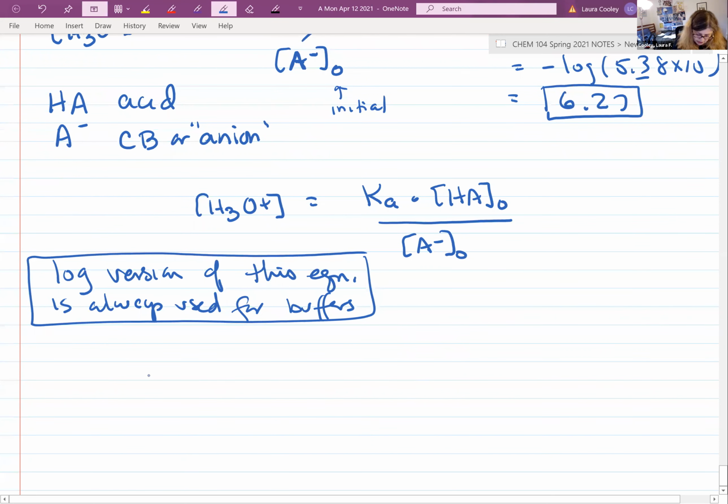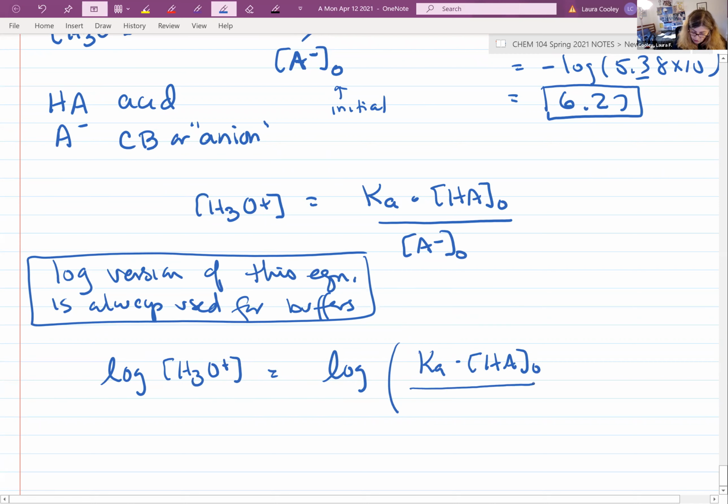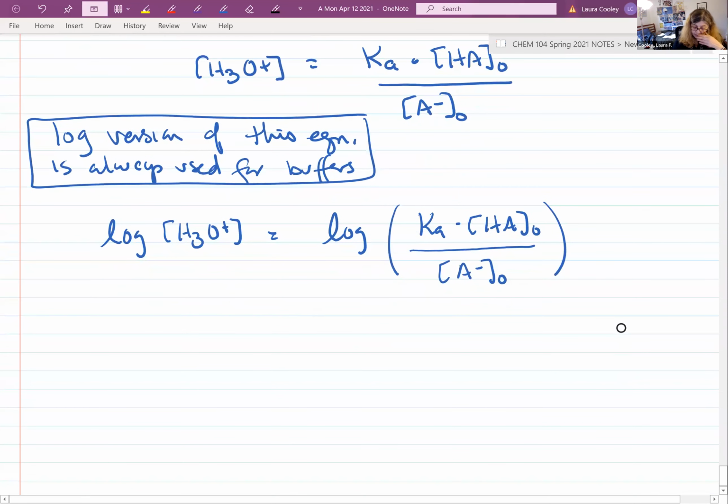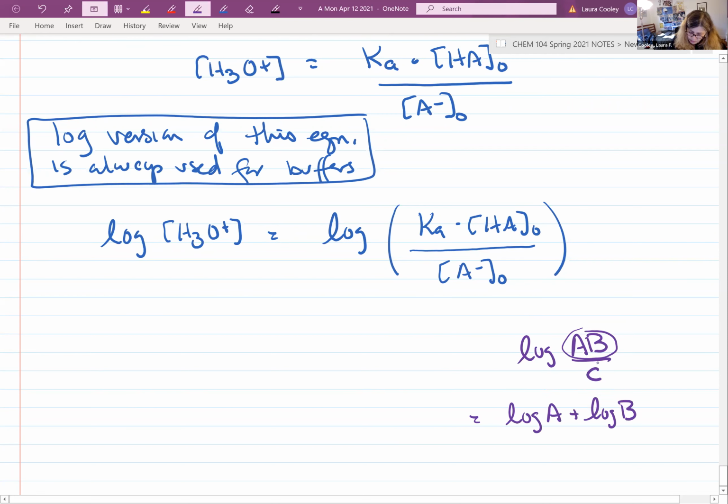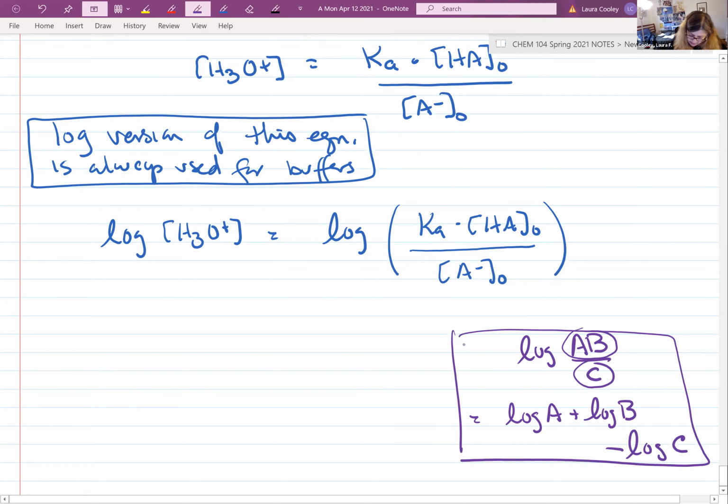So if I take the log of both sides here, I have the log of the H3O plus concentration. That's the log of this giant thing, Ka times the initial acid concentration over the conjugate base, or anion, concentration. And then, if you remember, we have this formula, the log of AB over C. Well, when you have a product, you add the logs of each. When you have a quotient, you subtract. So I'm going to use this to simplify my equation here.